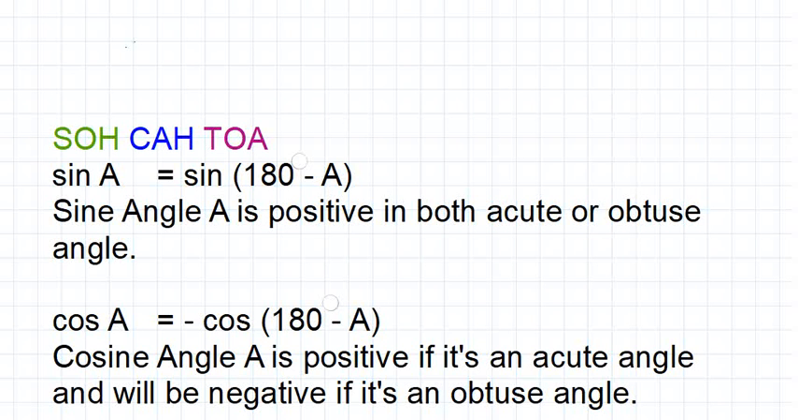Hi everyone, in this clip we are going to try solving a couple of questions relevant to sine and cosine of obtuse angles. If you have learned the basics of trigonometry before, you must have encountered the acronym SOHCAHTOA. But remember, at that time you only applied this to right-angled triangles.